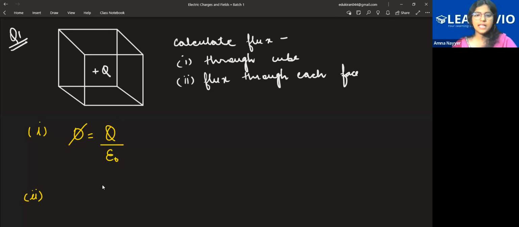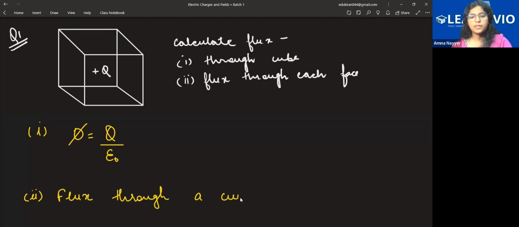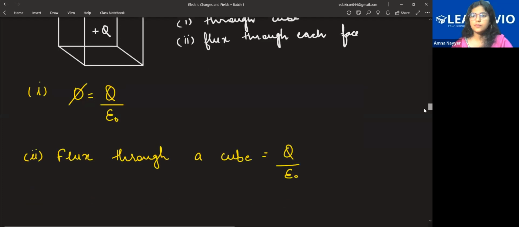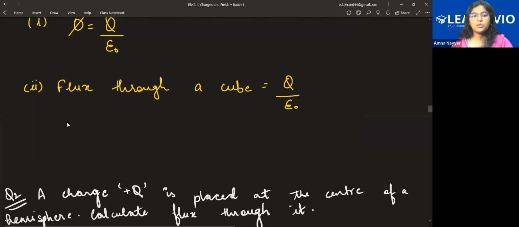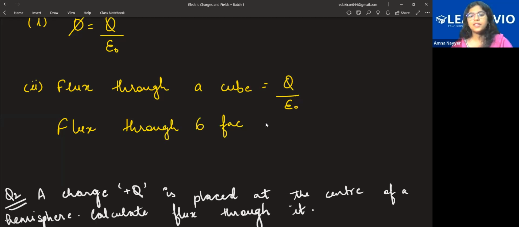So this basically says that flux through a cube is equal to Q by epsilon naught. A cube has how many faces? It has 6 faces. So flux through 6 faces is Q by epsilon naught, sorry.